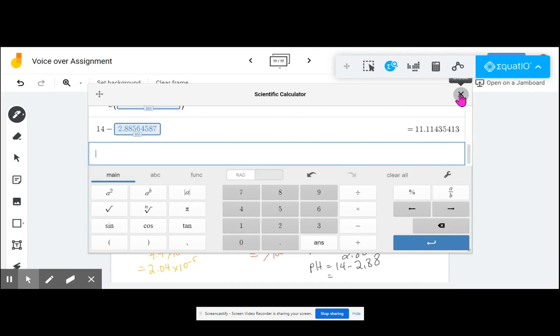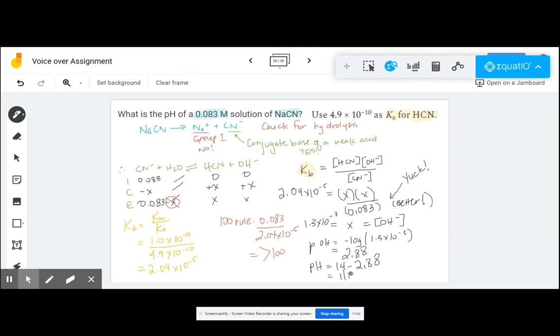Yeah, and that seems correct because it is a base, and bases have pHs over 7.